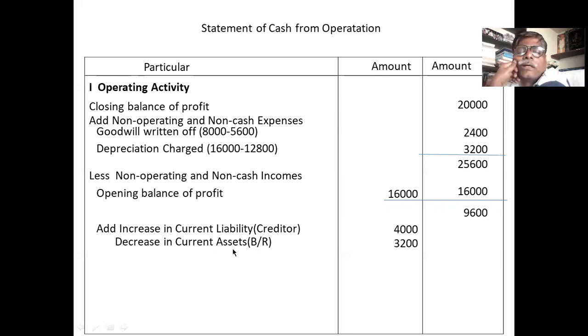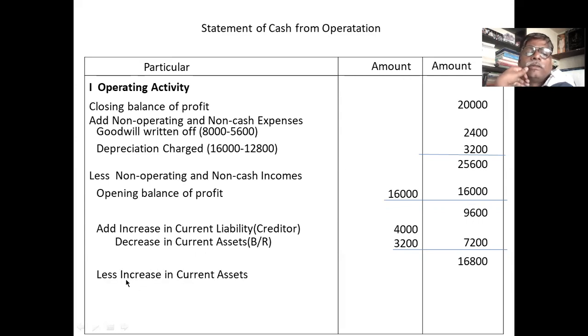Write the decrease in current asset heading and take the amounts and items. Okay. So total is 7,200. You take the total 9,600 plus 7,200. I think it is 16,800. In this 16,800, you deduct increase in current asset. If there is increase in current asset, what are the increase in the current asset? That is debtors. Debtors increased 8,000 to 10,400.